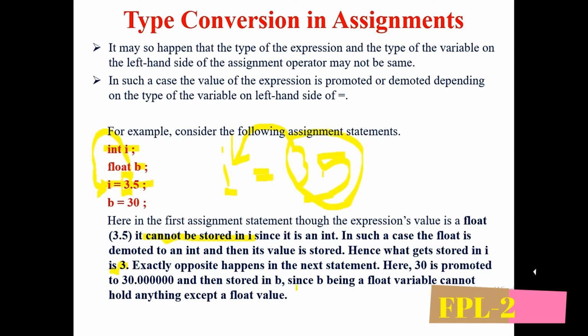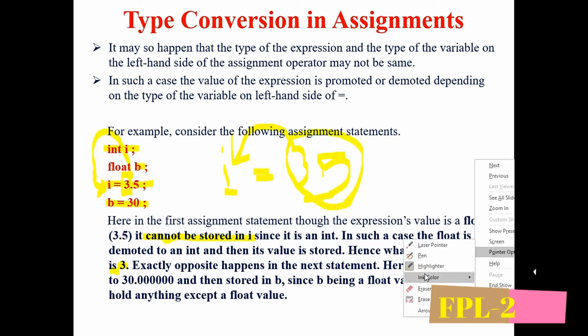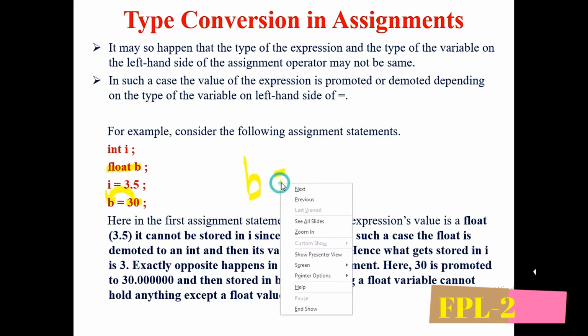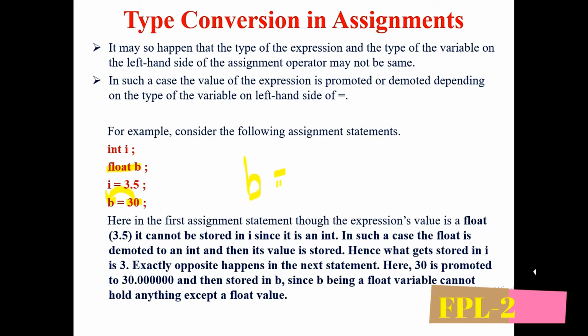Exactly the opposite happens in the next statement. Here 30 is promoted to 30.000000, meaning B is equal to 30 here, and the type of B is float. B is float, and here we are just assigning an integer value, a value which is not in the point format. So 30 should get stored in B, but B is of type float, so instead of storing 30 we will convert the value 30 into a float value.